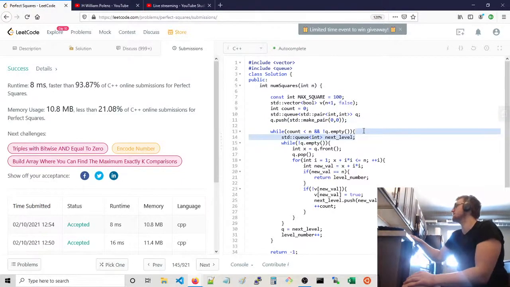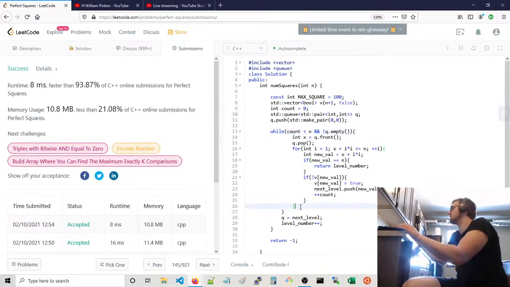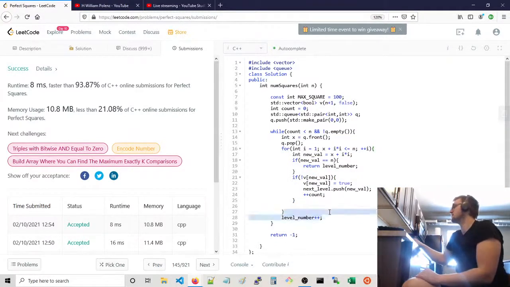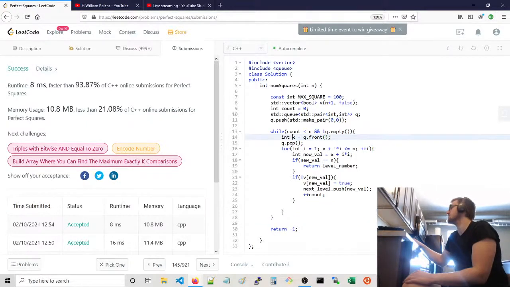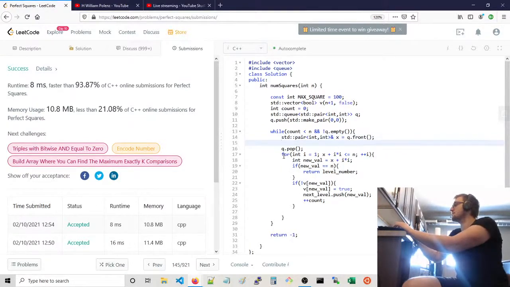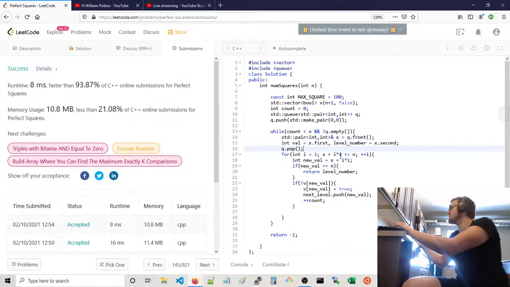And we don't use this next level anymore. We just say, well, Q is not empty. Take X equal Q front, we'll do val equals X first, level number X second, and now we pop Q, we say less than or equal to val, let's go to new val equals val plus, if new val equals n, return level number.